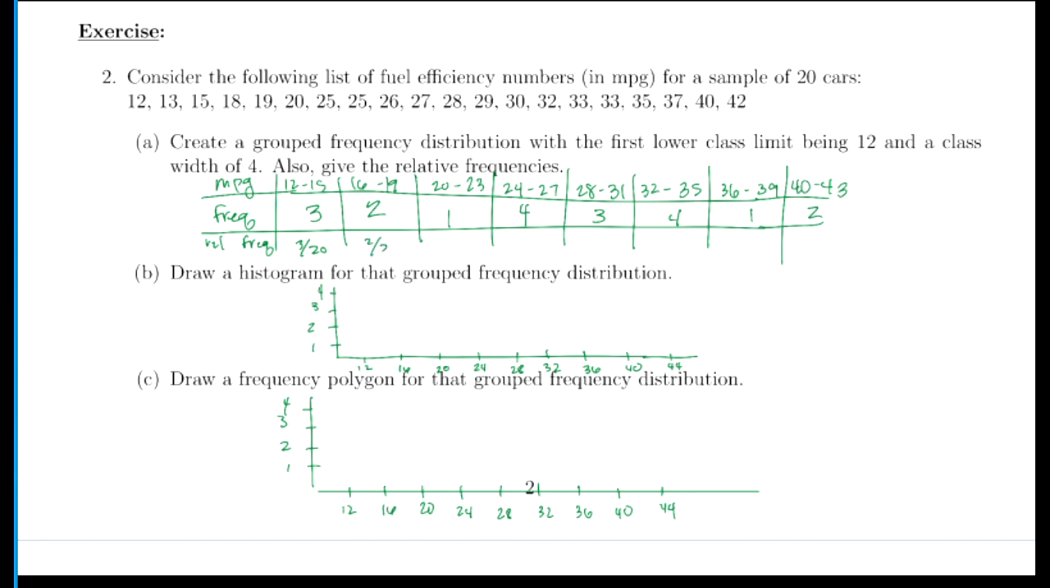The relative frequency, there are 20 cars there, so this would be 3 out of 20. This is 2 out of 20. This is 1 out of 20. This is 4 out of 20. You can give decimals or fractions, it doesn't matter.